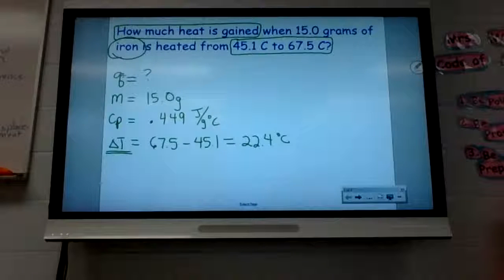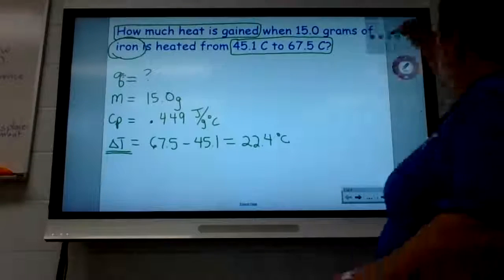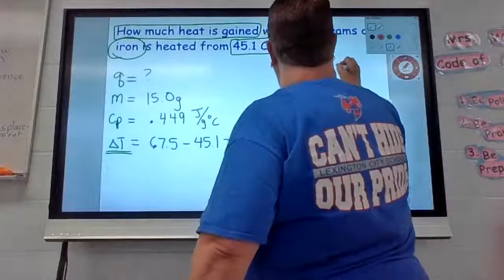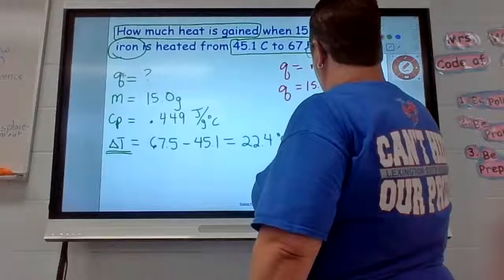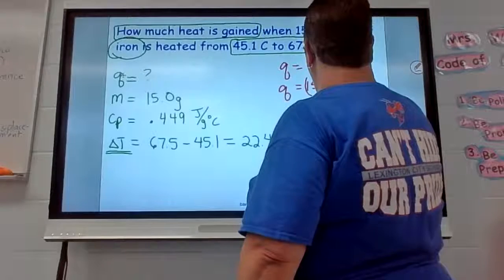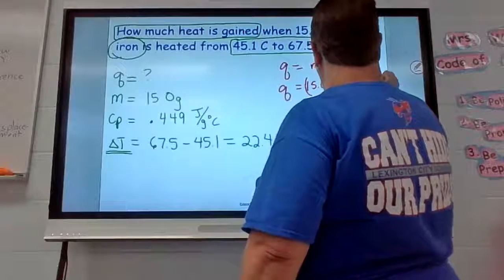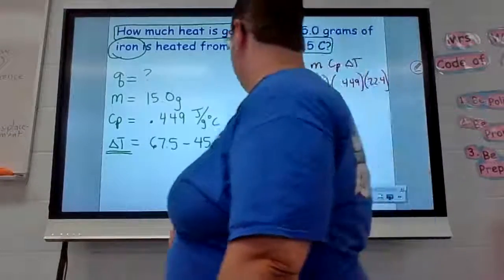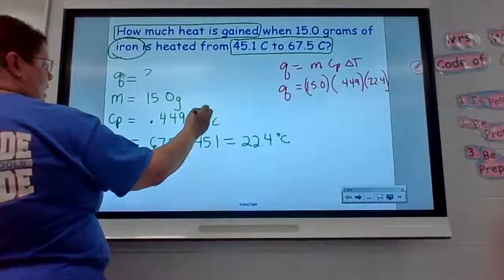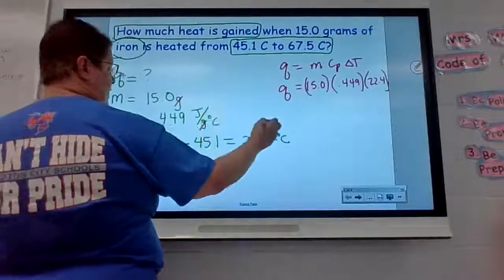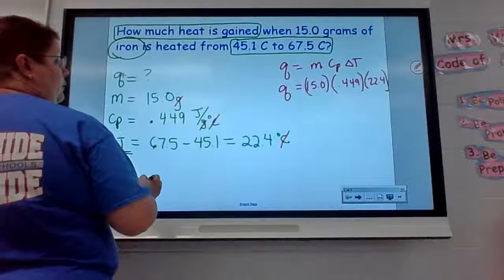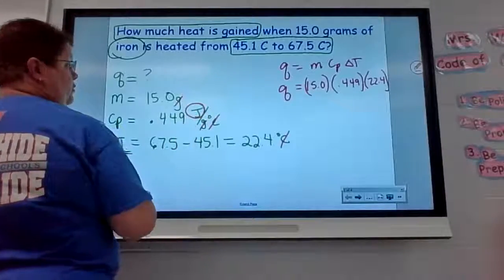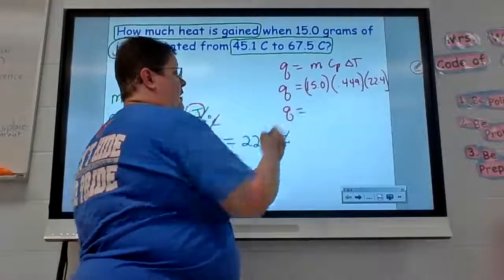Okay. All right. So, once you have those three things, you're ready to solve. So, the formula is Q equals M CP delta T. We need Q. M is 15 times 0.449 and times 22.4. Now, if you look at your units, I have grams and grams, so grams are going to cancel. I have Celsius and Celsius, so they're going to cancel. So I'm going to be left with what? Joules. Okay? So let's calculate and see what we get.